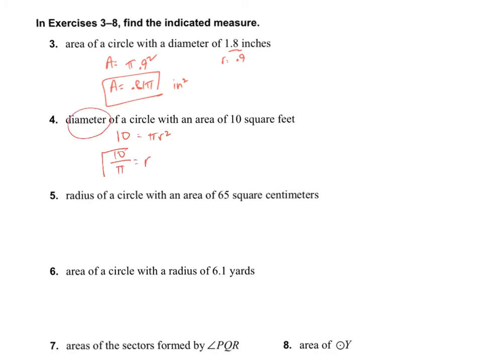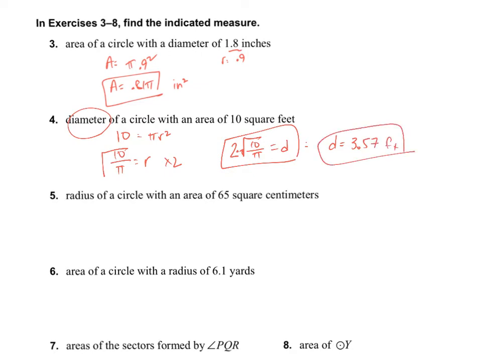To get our diameter, we have to multiply this by 2. So 2 times the square root of 10 over pi is our diameter. I'm going to leave it like this. If you wanted to simplify this as a decimal, you would get the diameter equaling 3.57 feet. All right, next one.